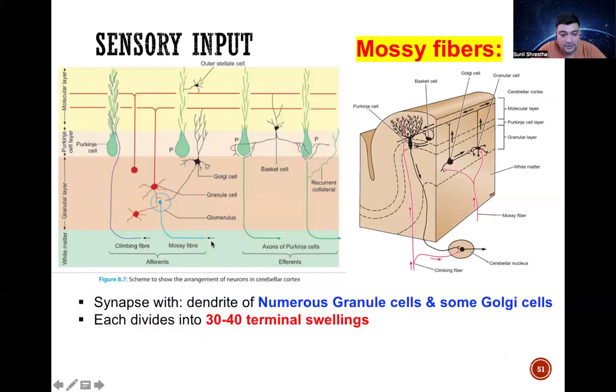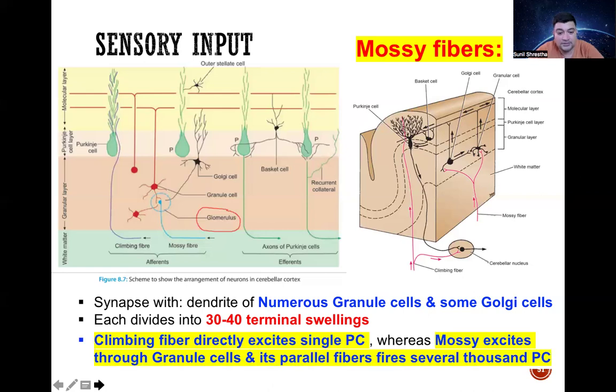Now, the mossy fiber gets synapsed with numerous granule cells and some of the Golgi cells. If you see here, the mossy fibers are now forming the glomerulus. They make contact with the granule cell as well as the Golgi cell, forming one very important structure called the glomerulus, which is divided into 30 to 40 terminal swellings that get in contact with the other types of cells.